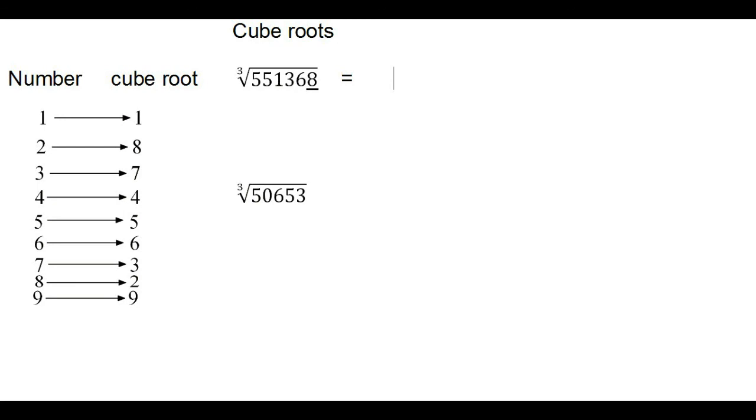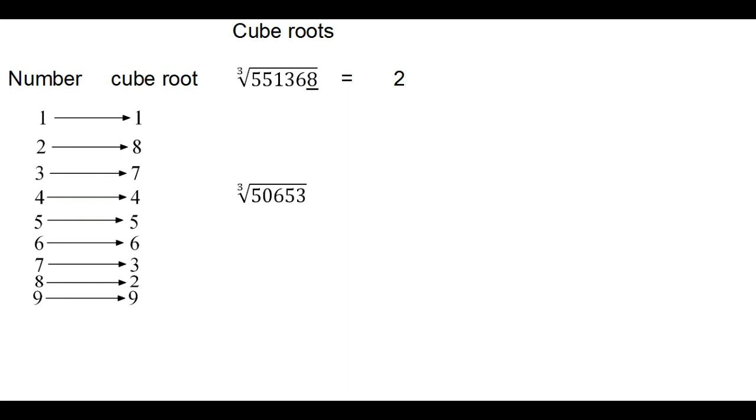Now the given number is 551368. We are supposed to find out the cube root of 551368. The first step is to check the units place. Now the number here is ending in 8. Assuming that this is a perfect cube, if the number is ending in 8, its cube root should end with 2 from the given pattern. So very clearly the answer will be ending with 2.